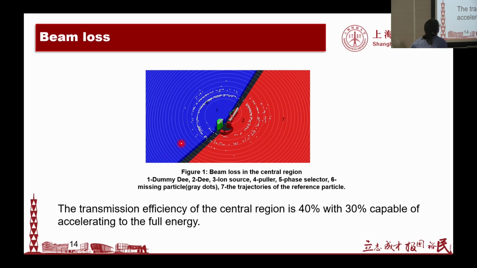This figure is the particle loss in the phase selector configuration. The gray dots are the particle loss. We can see that the particles are almost all lost in the central region phase selector and in the first few turns. The transmission efficiency of the central region is 50%, with 30% capable of accelerating to the final beam with the phase selector.